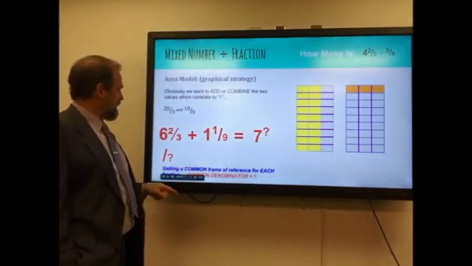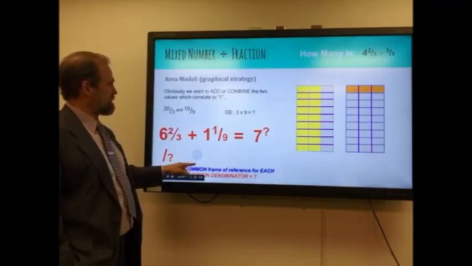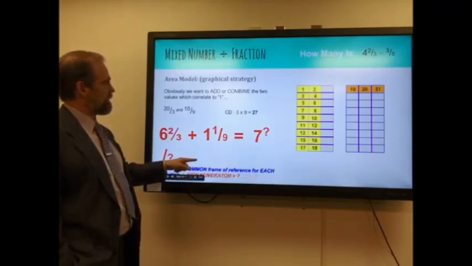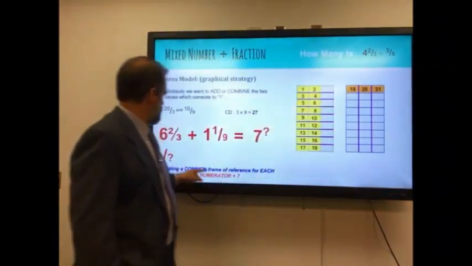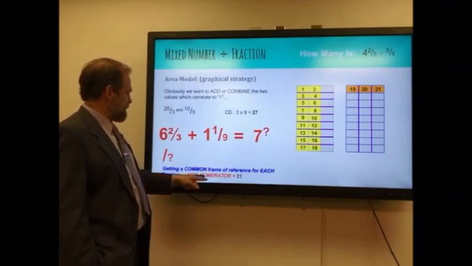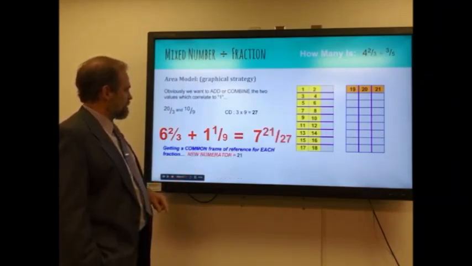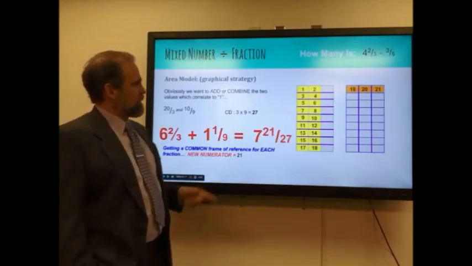So what did I do? I ate 21 pieces out of 27. Right? See it? So there's my 3 by 9. There's my 21. So I get 21 out of 27. My numerator. Okay. So I'm done, right?